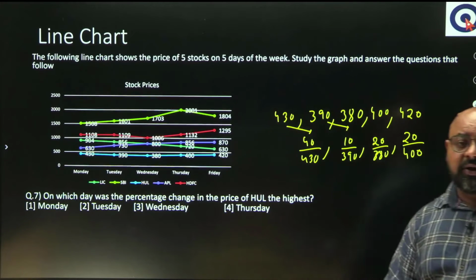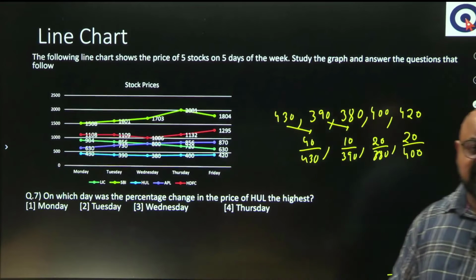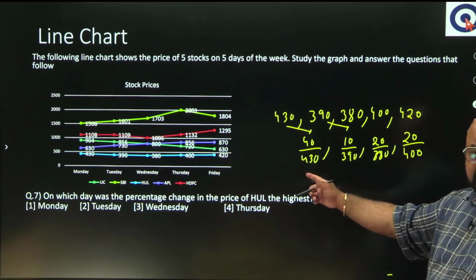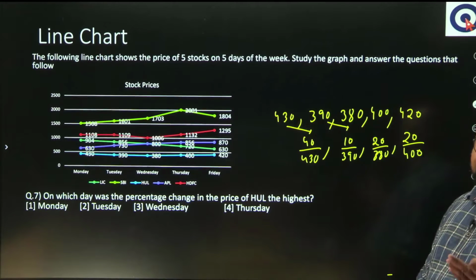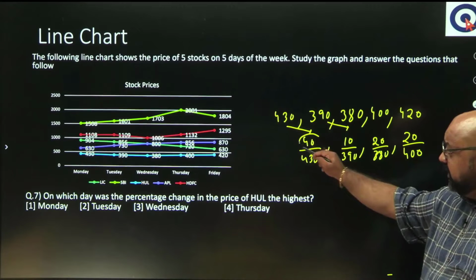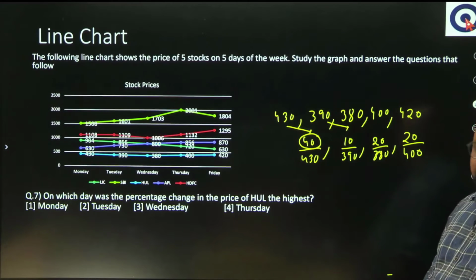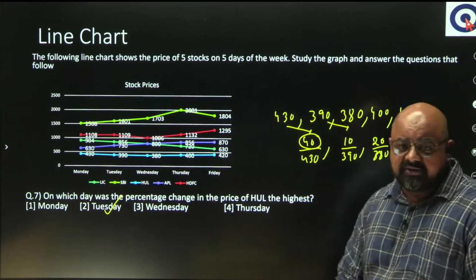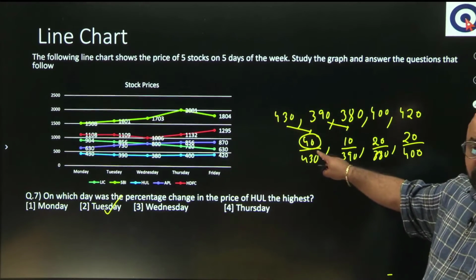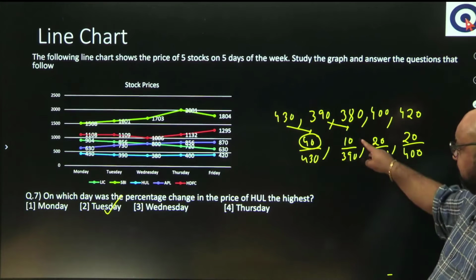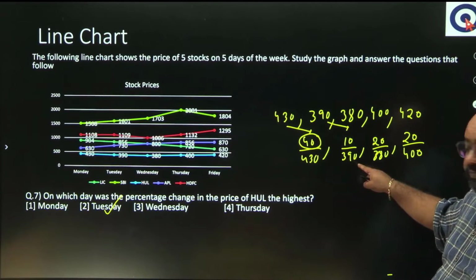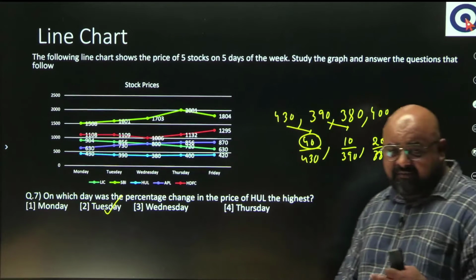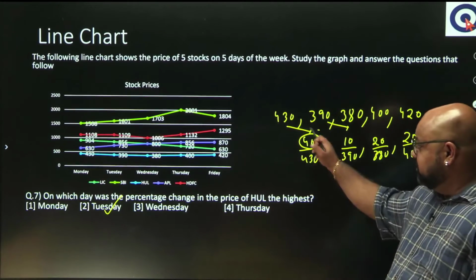We have to find out the largest value amongst these four. See, the base is pretty close in all the cases, and therefore here the answer will be based on the numerator, because the numerator here is largest, which is 40, and therefore Tuesday becomes the largest value approximately. This will be very close to 1 by 10, which is 10%. This will be almost 1 upon 40, which is 2.5%. This will be 20 upon 400, 1 upon 20, which is approximately 5%, a little more than 5%. So this becomes the largest value.